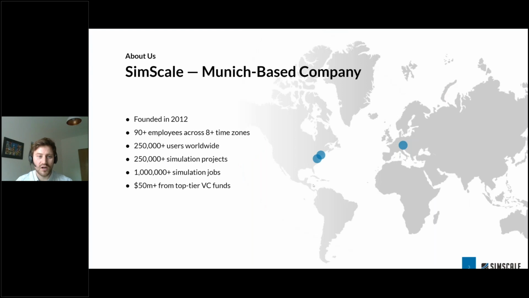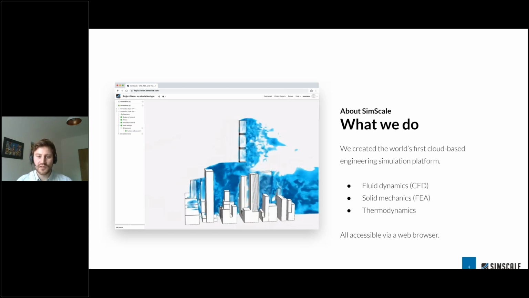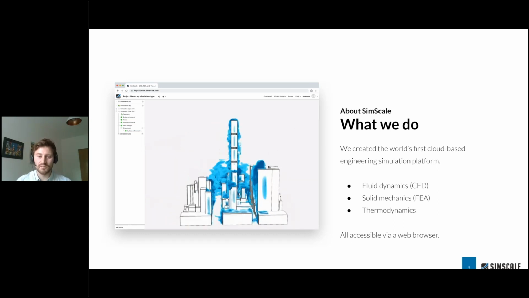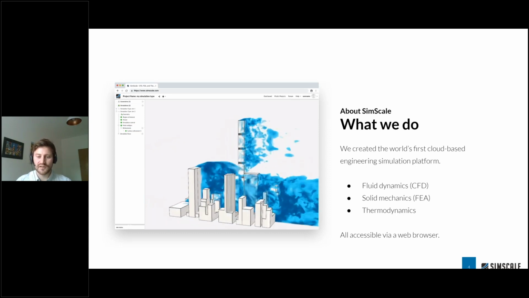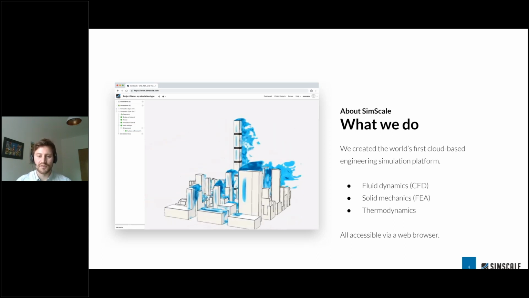So first of all, who are we? Well, SimScale is a Munich-based company. We were founded in 2012, and we've got a global presence and global footprint. There's millions of simulations being run on SimScale, and we've got funding, so we're going to be here to stay. What do we do? Well, at SimScale, we created the world's first cloud-based engineering simulation platform. This platform allows you to do CFD analysis, FEA analysis, and thermodynamics, and everything is accessible via a web browser.